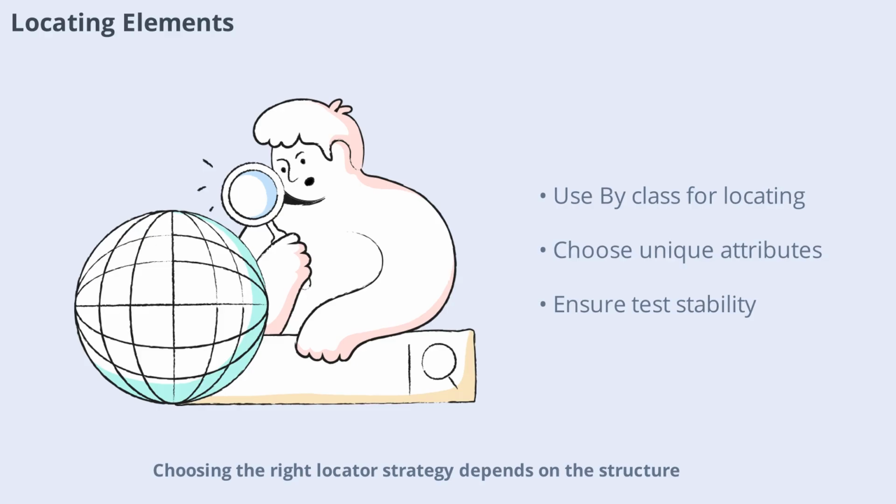Choosing the right locator strategy depends on the structure of the web page and the uniqueness of the attributes. Accurate element location ensures your tests are stable and less prone to failure when the UI changes. Mastering these techniques is crucial for building robust and maintainable test scripts.